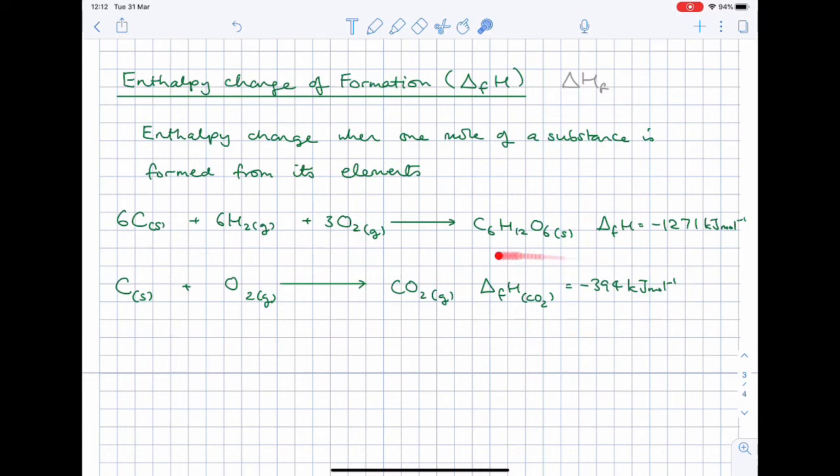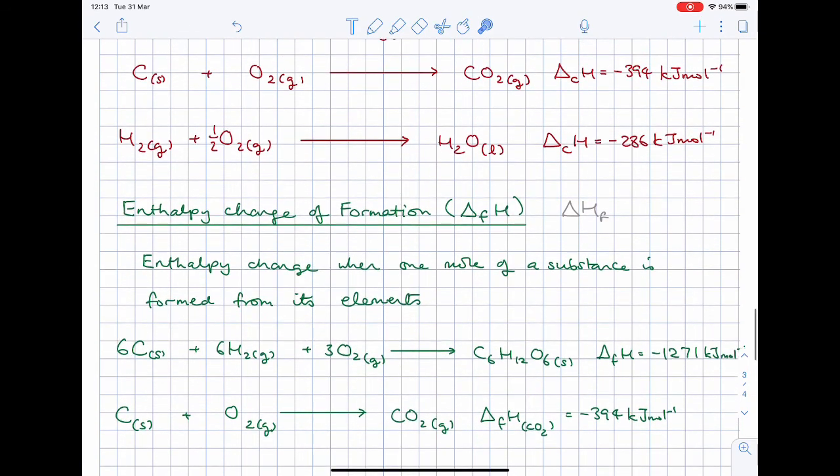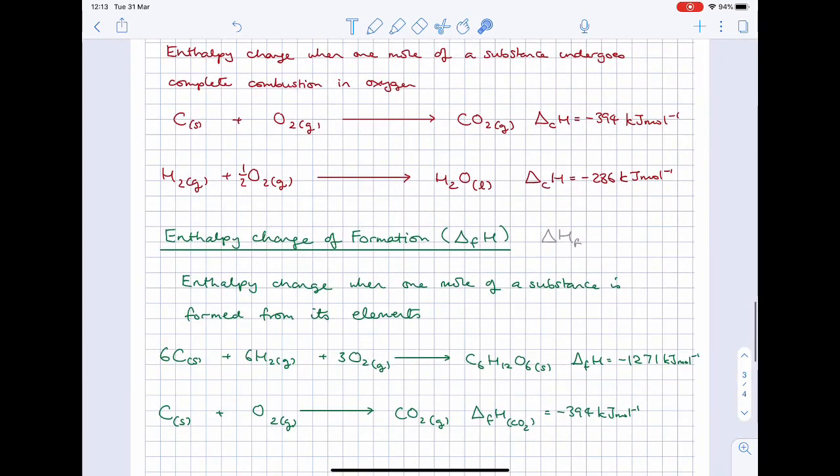So here we've got the equation to show the enthalpy of formation of carbon dioxide. So we're forming 1 mole of carbon dioxide from its elements, which are carbon and oxygen, and we have an exothermic process which is minus 394 kilojoules per mole. Now, if you've been paying attention, I've actually shown you this equation earlier. So if you look earlier here, this equation is exactly the same as the enthalpy of combustion of carbon.